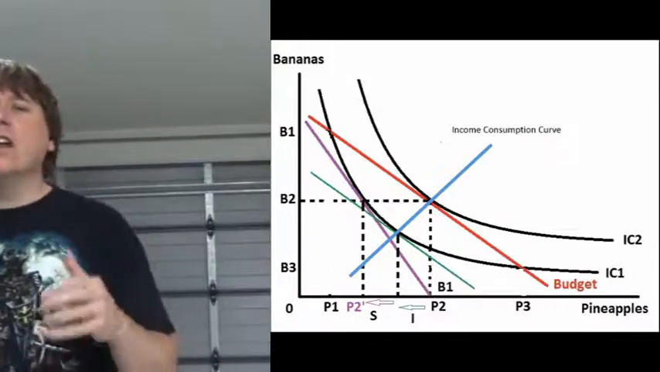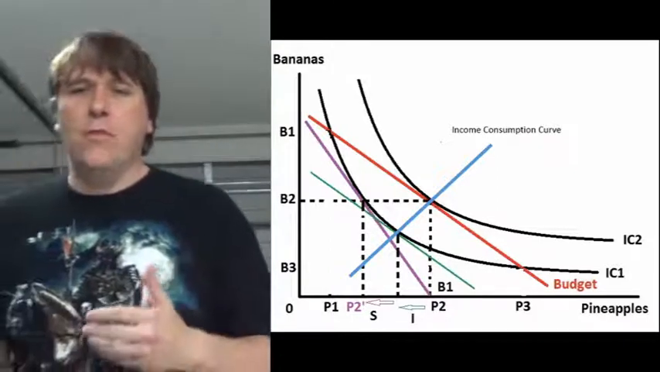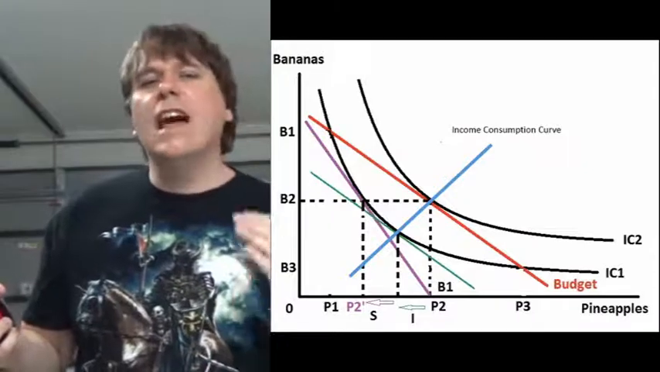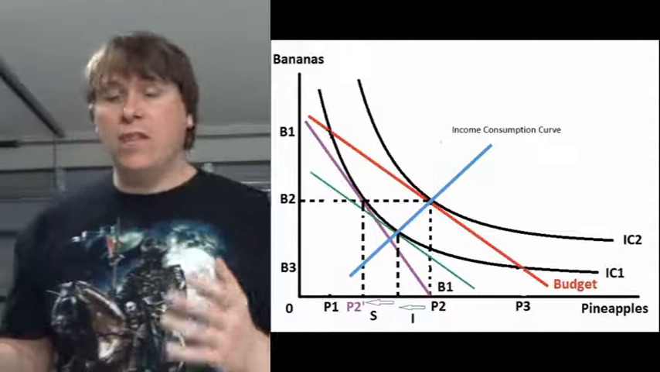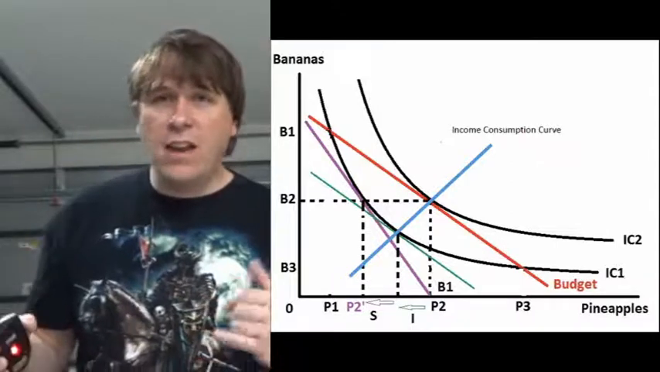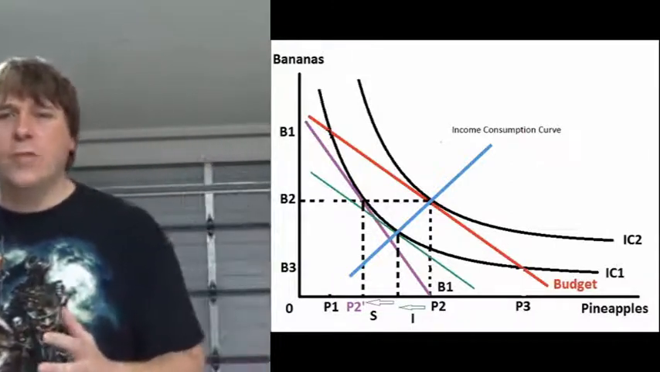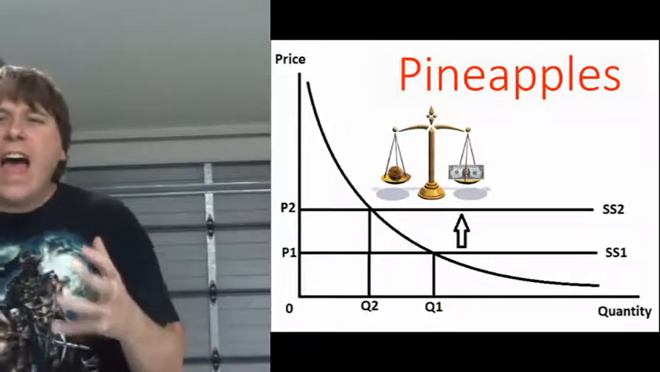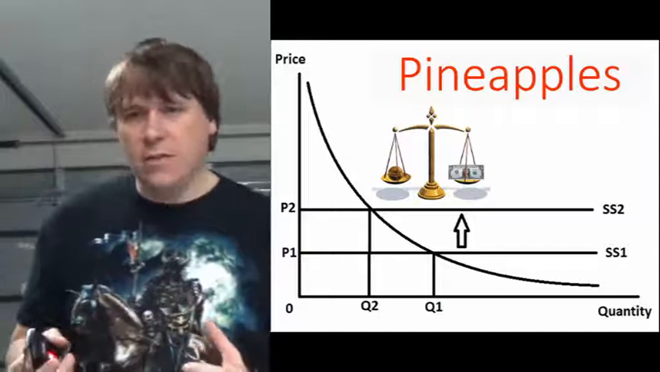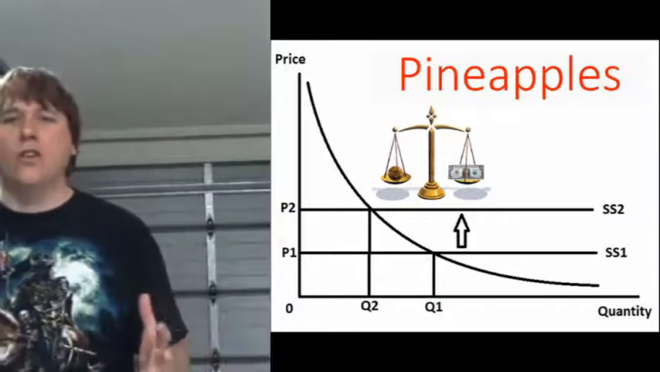You could have a larger substitution effect, so you end up with more bananas, or you could have a smaller substitution effect where you end up with both fewer bananas and pineapples. And it also depends on the relationship between bananas and pineapples. So that all seems fairly complicated in terms of looking at indifference curves. It's all kind of messy.